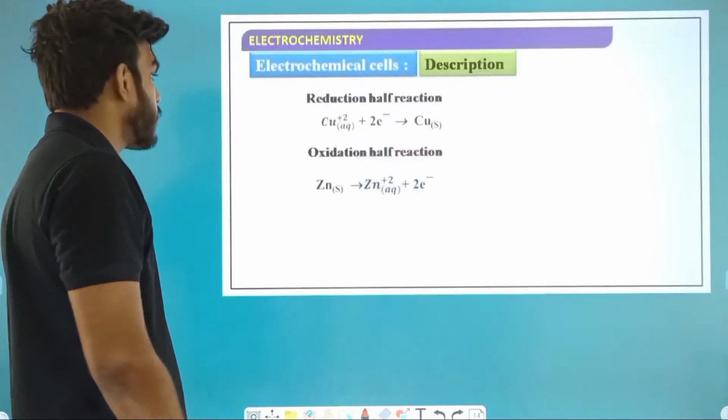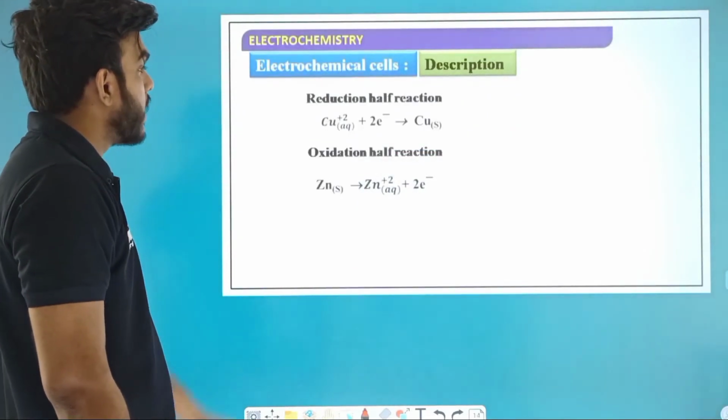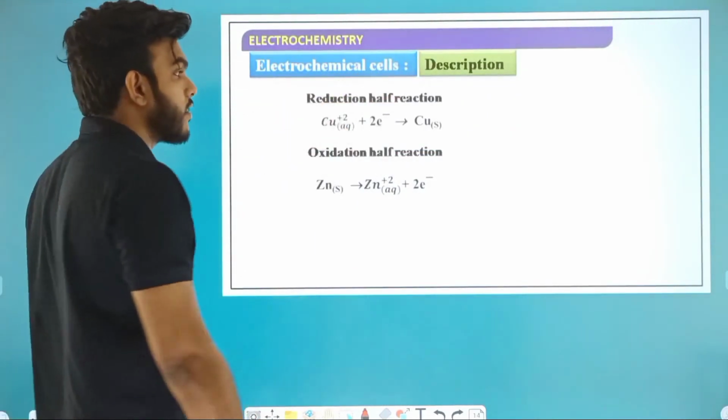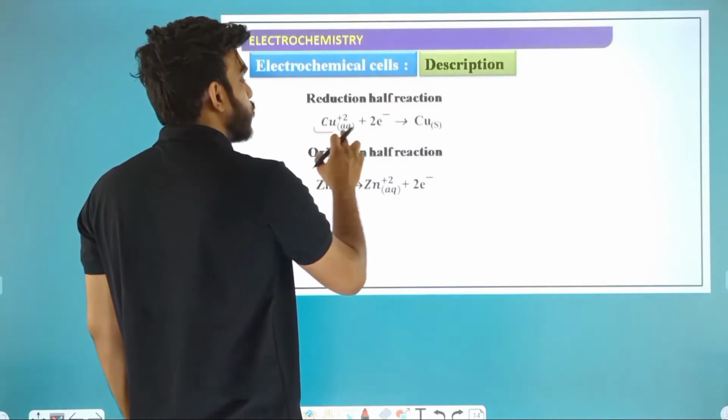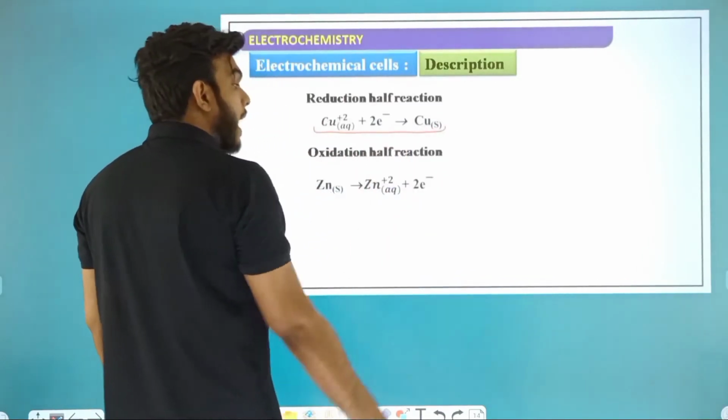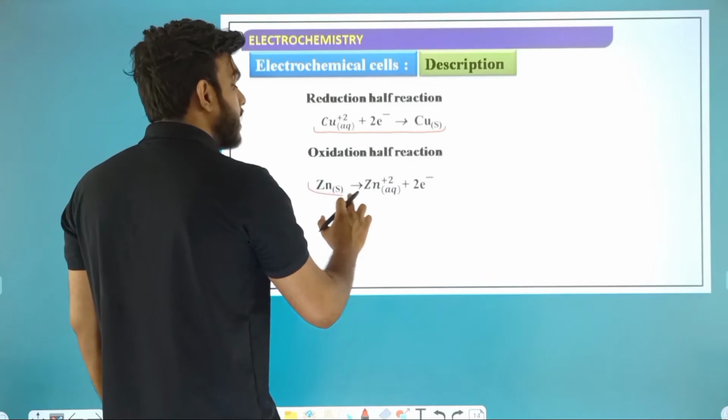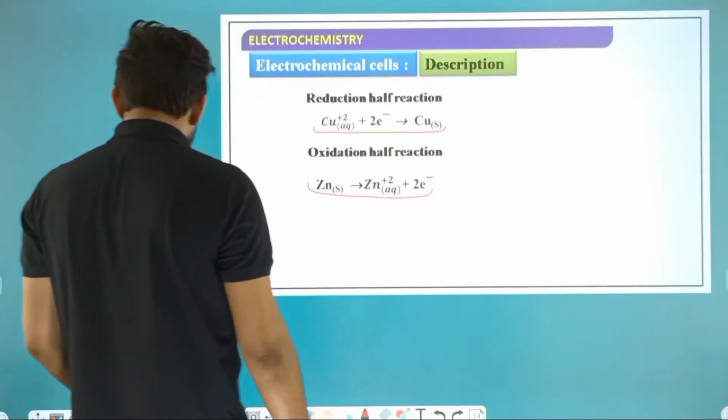And what is the salt bridge? We already gave you the salt bridge condition. The reduction half reaction, that is the reduction half cell, you know that Cu2+ plus 2 electrons gives Cu, and in the oxidation half cell, we have Zn gives Zn2+ plus 2 electrons.